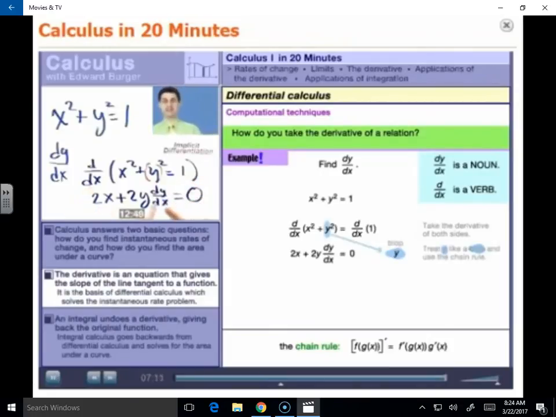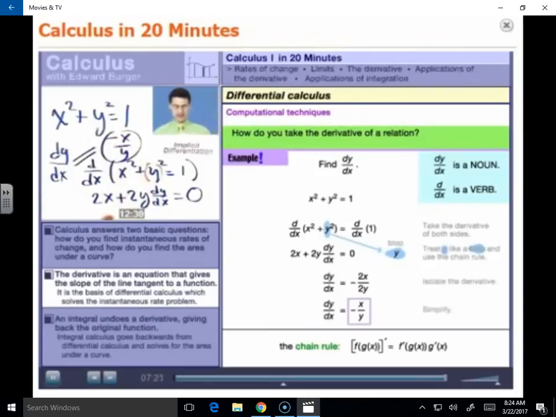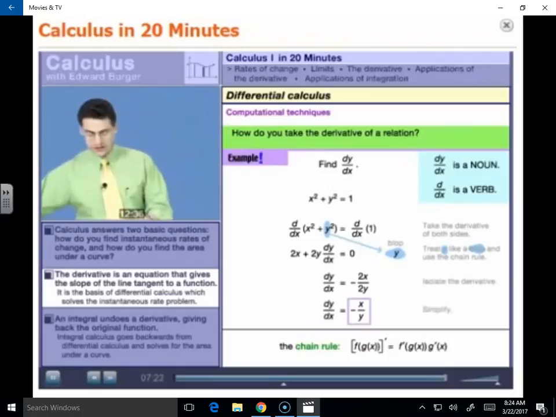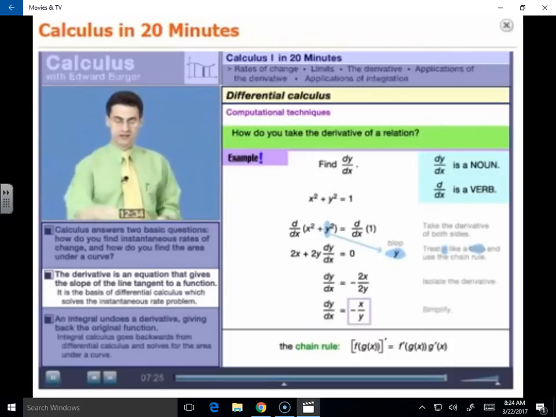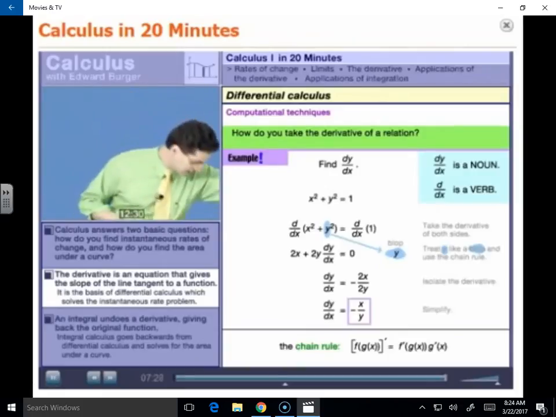And now you can actually solve this for dy/dx by bringing this to the other side. That'd be a minus 2x. You divide by the 2y, and you see dy/dx equals minus x over y. And there's the answer. So that's implicit differentiation. Just go right through and differentiate implicitly. When you have a relationship, you can still find the derivative. Great. We're making progress here, folks. We are cutting through this stuff.